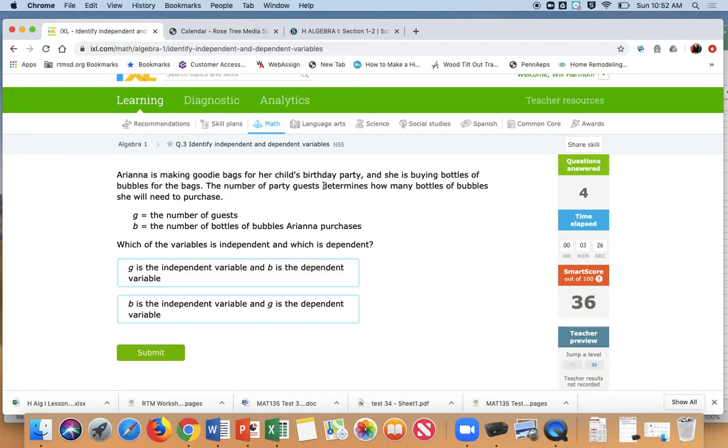All right, so you go through, you're looking for keywords, like determines, dictated. Okay, so here I can see the word determines, so I'd be using that to help me figure out which one is dependent and independent.